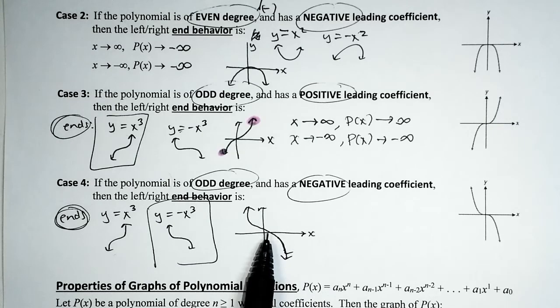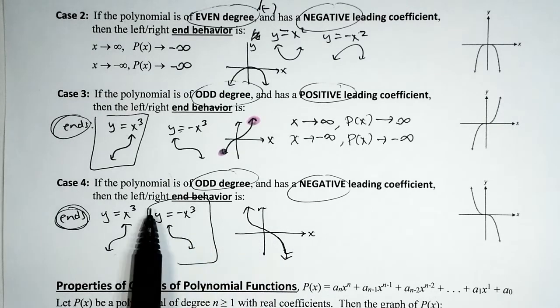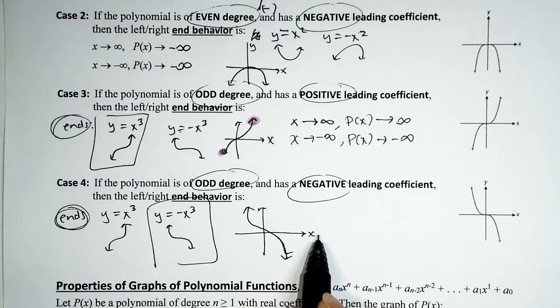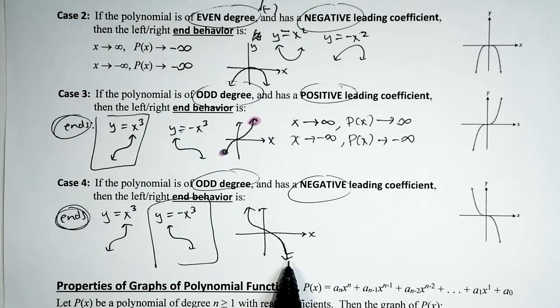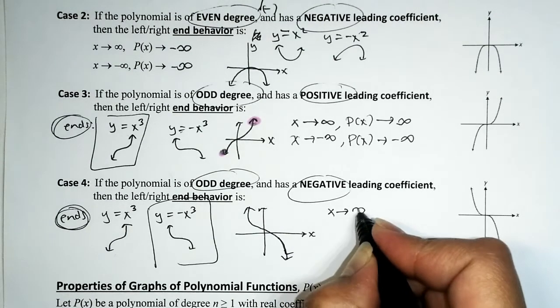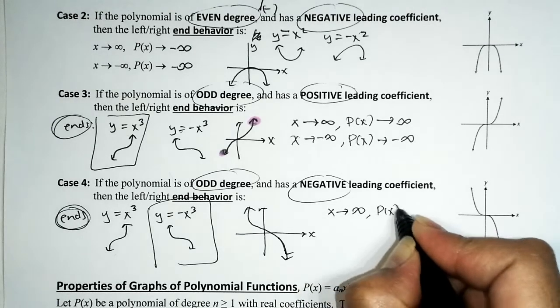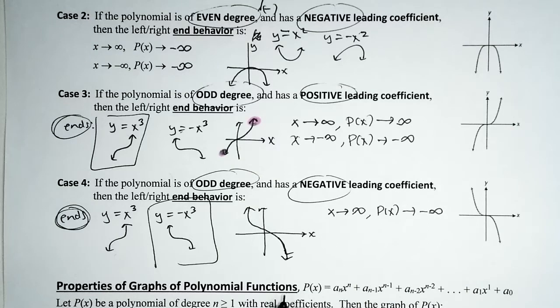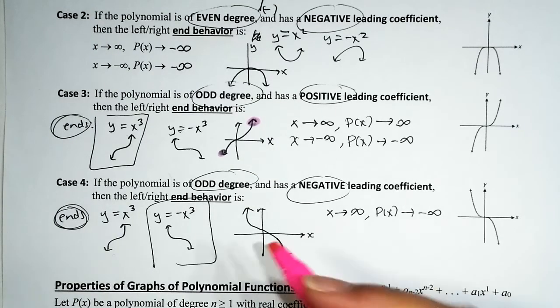We want to tell the reader what the end behavior is as we go to the right and as we go to the left, hence the left and right end behavior. As we go to the right, the graph is pointing down, so the function value is going towards negative infinity. As we go to the right, or as x approaches infinity, the function value is going towards negative infinity. So we told the reader what the right end behavior is.